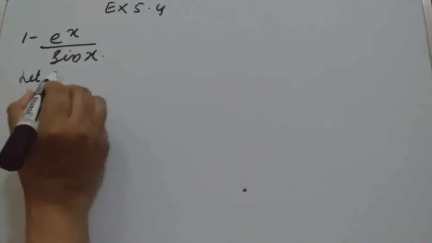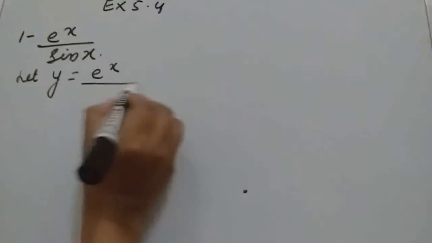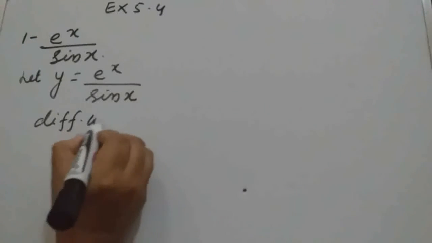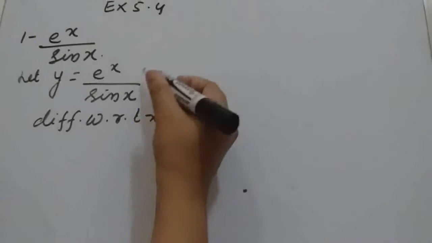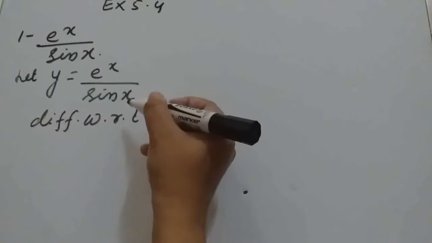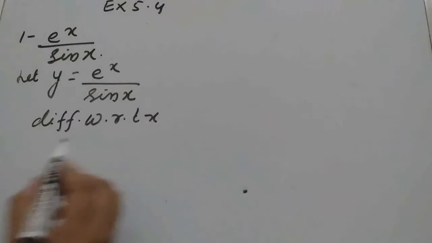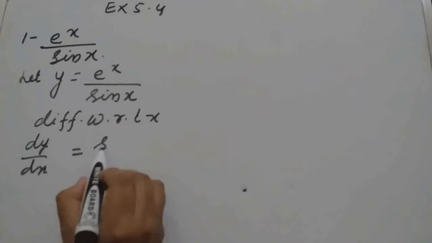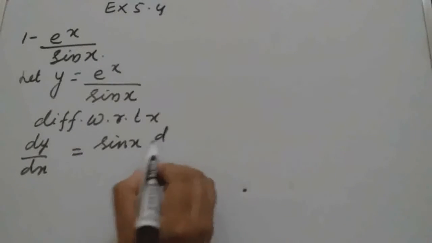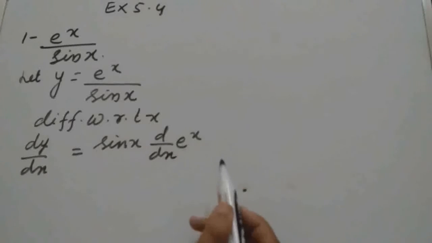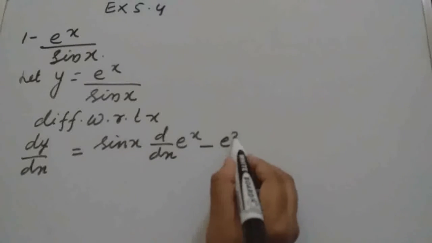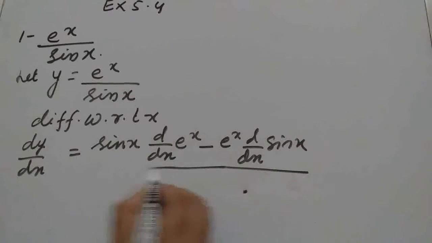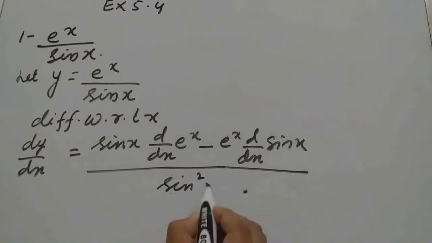So first of all, let y is equal to e power x divided by sine x. Differentiate with respect to x. Now this is a rational function, isn't it? So we should use the quotient rule. So what is the quotient rule? Denominator same, derivative of the numerator, minus numerator same, derivative of the denominator, divided by denominator square.